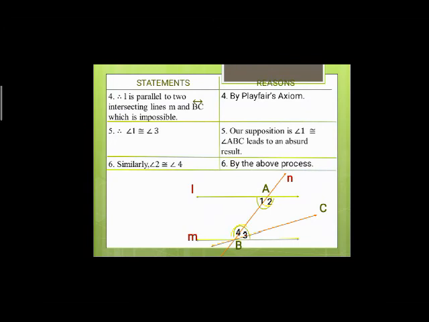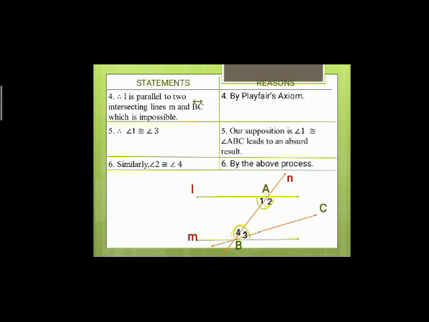Both line segments L and M are parallel to each other, and N is the transversal. Here C is another line, and we suppose that line L is parallel to line M. That's the given thing, but we assume that line L is also parallel to line segment BC, and that BC does not lie on M. That's the false thing. Here you see that B is the intersecting point on M. That's why our assumption is wrong.